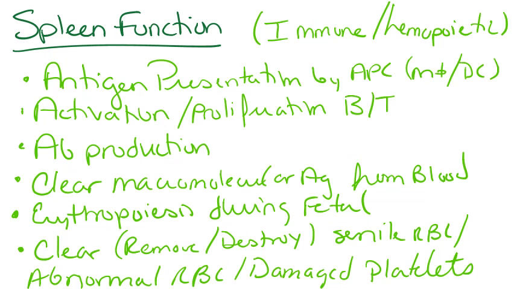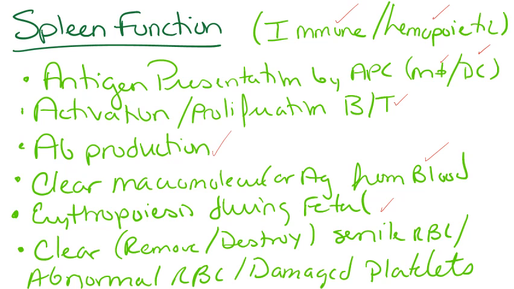Presentation by the antigen presenting cells, so the macrophages and dendritic cells. We also have activation and proliferation of B and T cells, as we saw with PALS in the white pulp. We have antibody production by the B cells that have been activated. We have the clearance of macromolecules or antigens from the blood, a very, very important filtration function. We also have erythropoiesis during fetal development. If you haven't learned it already, remember we have the yolk sac, then the spleen, then the liver, and then the bone marrow being the final area where we have blood cell development.